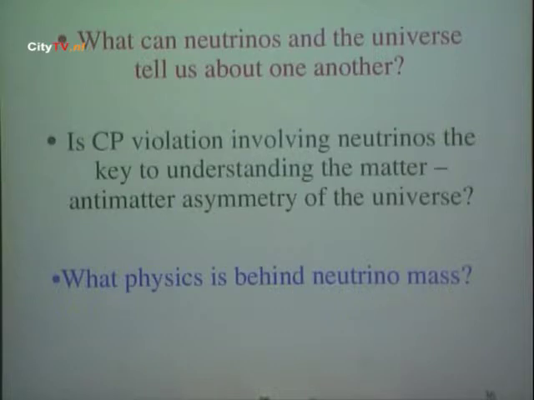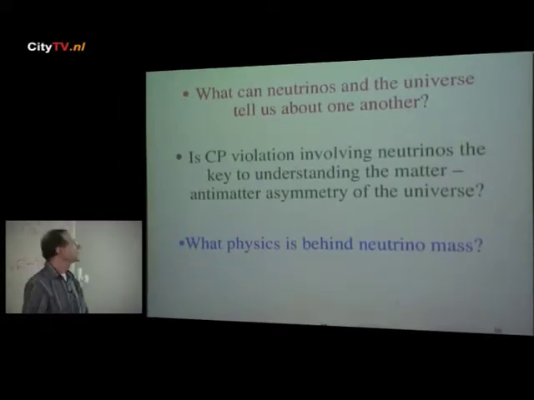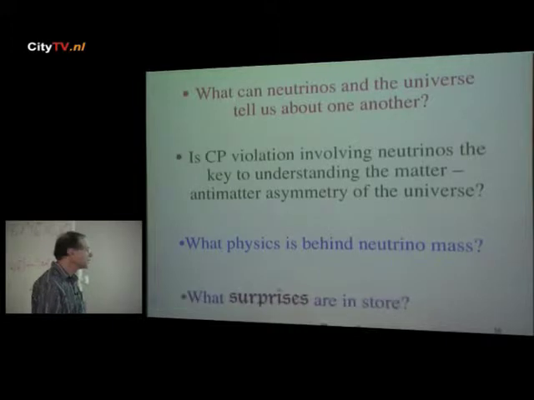We said neutrinos are abundant. What can neutrinos in the universe tell us about each other? In particular, is CP violation involving the neutrinos the key to understanding the matter-antimatter asymmetry of the universe? I'm going to skip stuff if I need to in order to be sure to get to this. What physics is behind neutrino mass? And while we have our eyes fixed on these questions, watch out, there may be surprises.